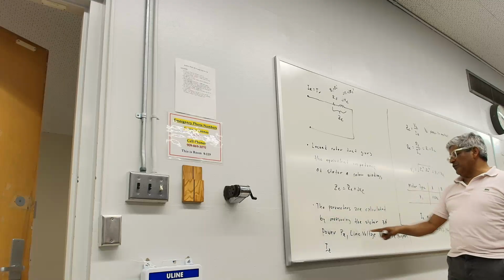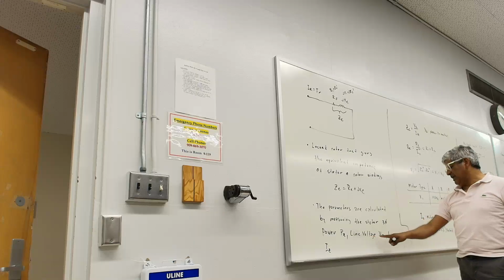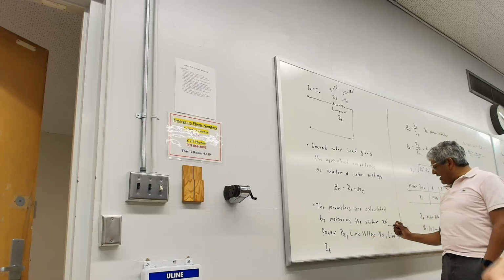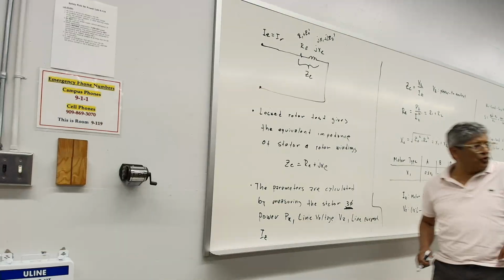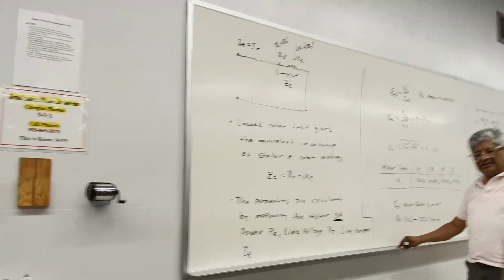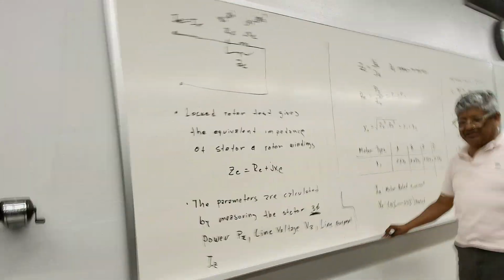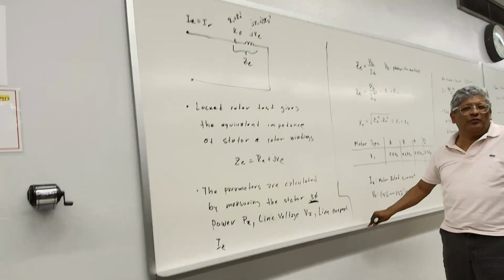The parameters we calculate by measuring the stator three-phase power, line voltage, and line-to-line current. In our case, we were measuring just a single-phase power, because we're just measuring one phase, but we can always multiply by 3 to obtain the total, because each phase carries the same amount of power, assuming that all 3 phases are balanced, which they should be.